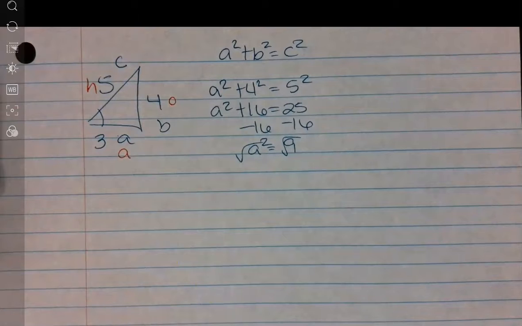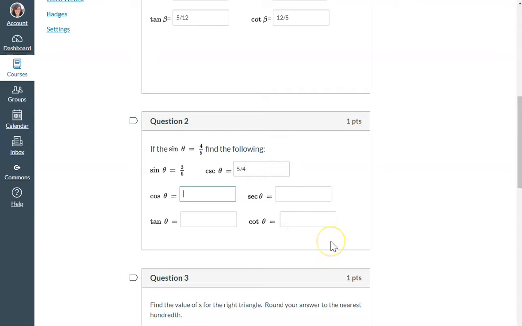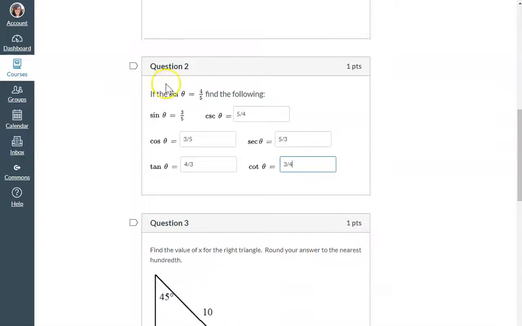So I'm going to go back to that question. Cosine is going to be 3/5. Secant is going to be 5/3. Tangent is opposite over adjacent, so 4/3, and cotangent flips that to 3/4.